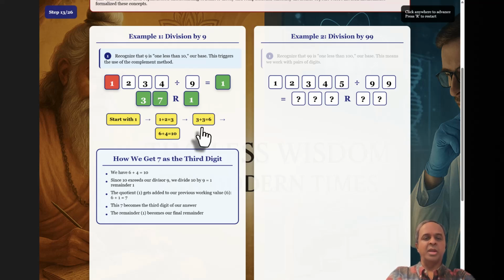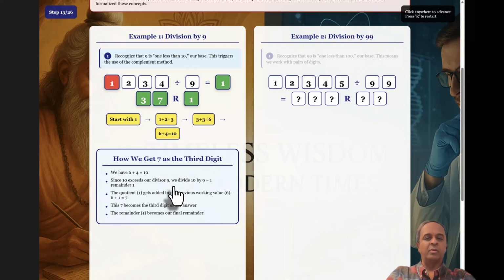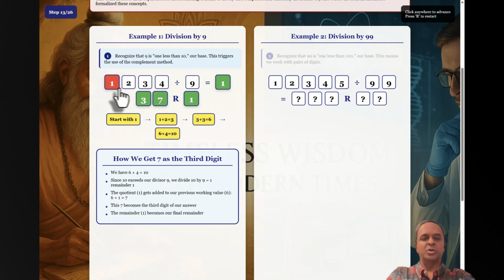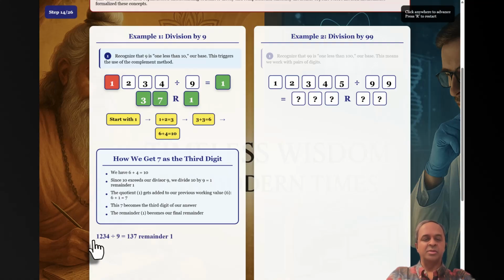Now the third one is where it gets a little bit of calculation in mind, which we need to do. So when you take that 6 plus 4, 10, right? Then you divide that 10 by 9. So that leaves you a quotient of 1 and the remainder 1. So that remainder goes straight here. That quotient 1 which you have, then you add that with the 6, and that becomes 7, right? So your answer is the quotient is 137, remainder 1. So that's the solution for 1234 divided by 9. So you see how kind of in the mind you do these calculations, right? So that's our answer. 1, 2, 3, 4, right?